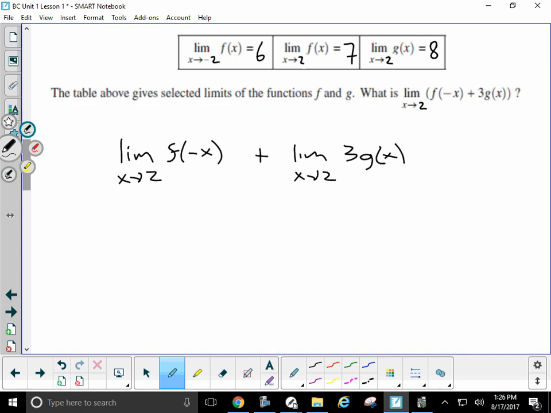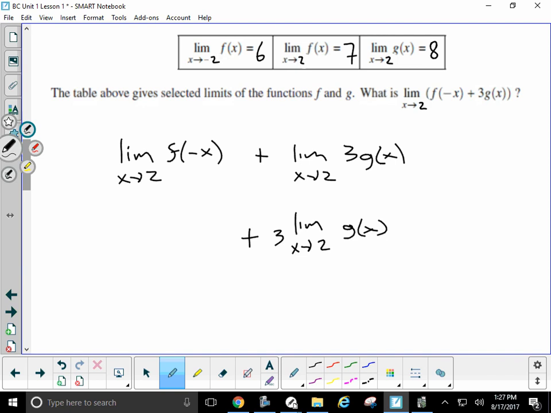Well, the other thing I could do, I know I can pull out this constant 3. I have that. Now, I have the limit as x approaches 2 of f of negative x. I don't see f of negative x anywhere. And I do see the limit as x approaches negative 2.